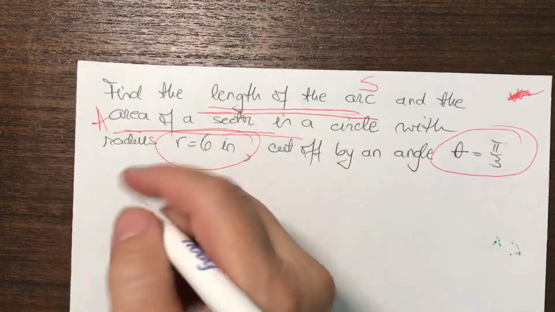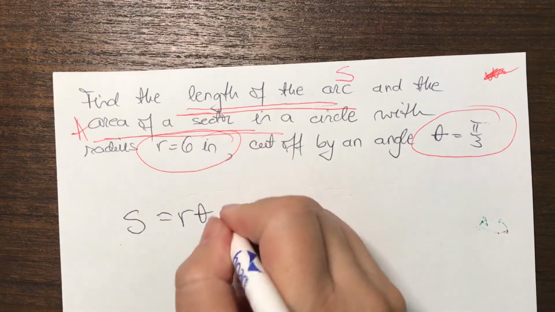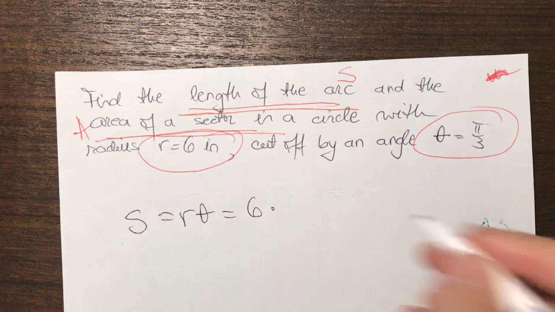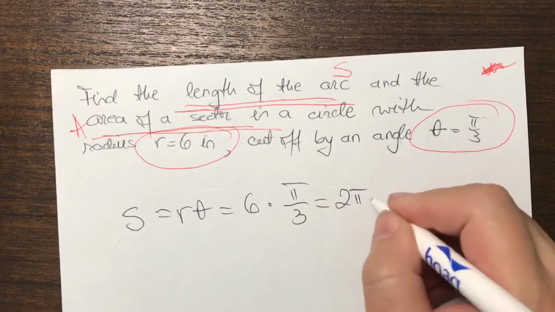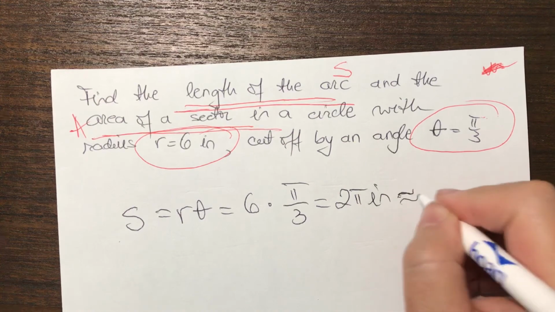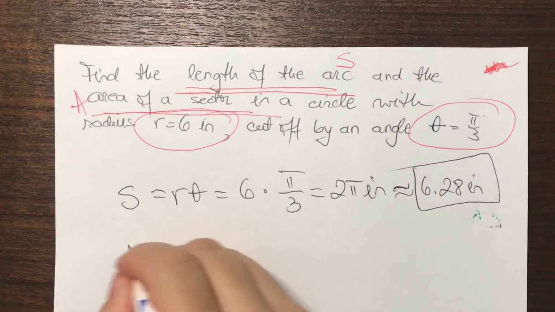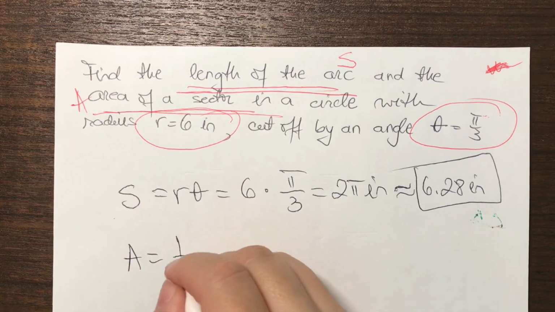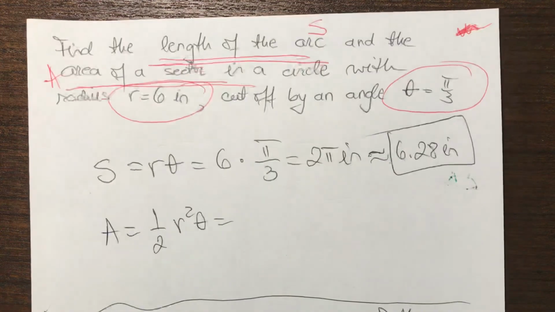So we have the two formulas. What are the two formulas? S is equal to r theta. So all I have to do is take the 6 inches and multiply by pi over 3. So that's 2 pi inches, or about how much? 6.28 inches, right? And what's the area? It's 1/2 r squared theta, the formula we just derived.